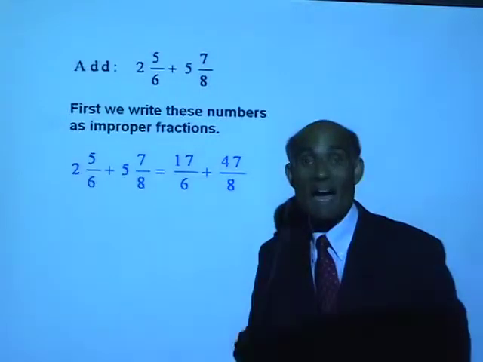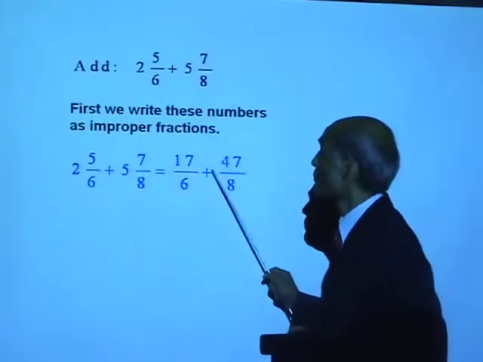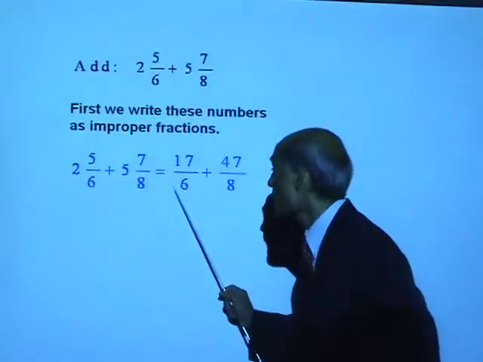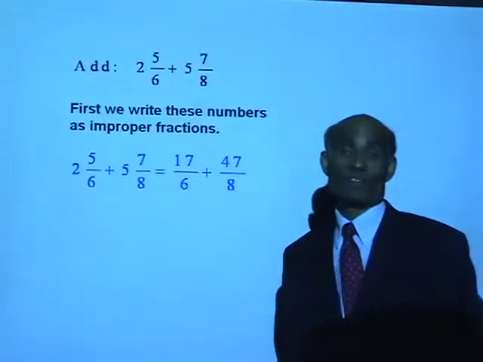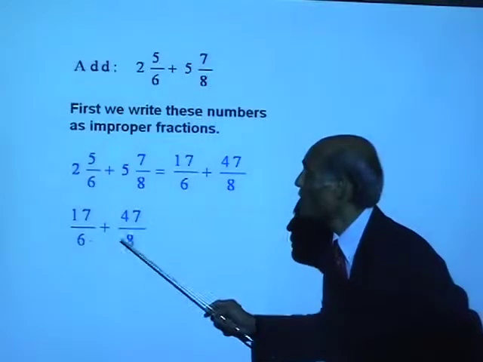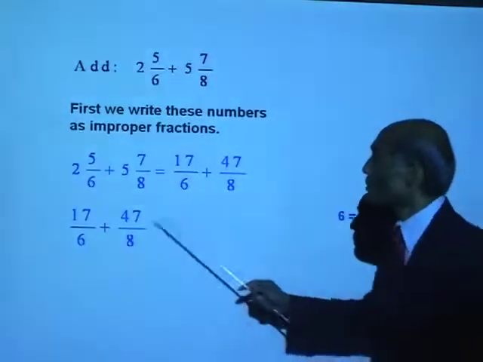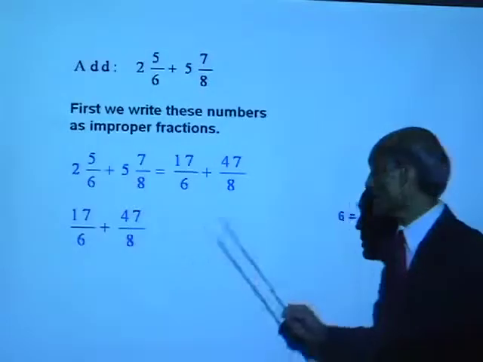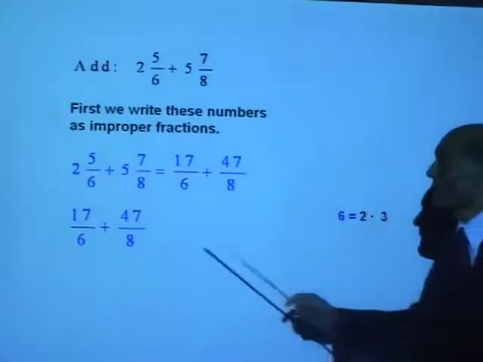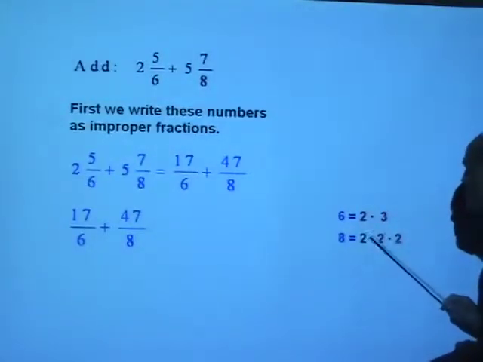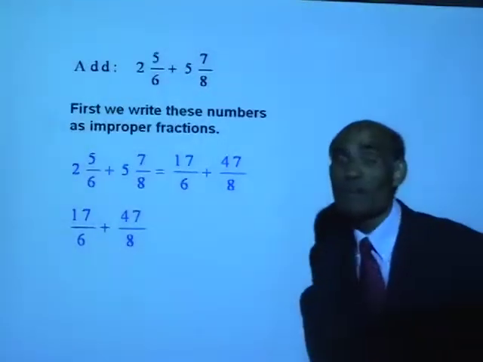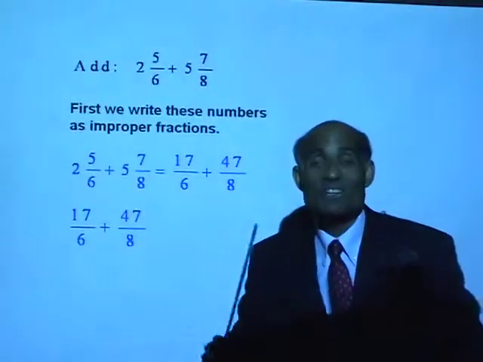Alright, how do we add this? 17 over 6 plus 47 over 8. First, we find the LCD of the two numbers on the denominator. What is the LCD of 6 and 8? We factor 6. Well, 6 can be factored as 2 times 3. 8 can be factored as 2 times 2 times 2. Now, I don't know whether you remember, I gave you a rule to find the LCD. What's the rule?